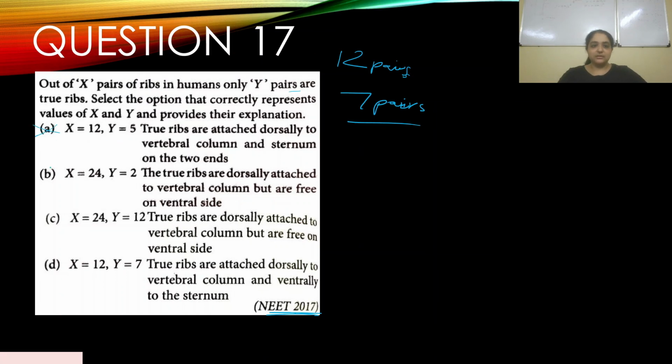If you look at option A, X is equal to 12, Y is equal to 5, clearly incorrect. X is equal to 24, no. X is equal to 24, Y is equal to 12, no. D is the right answer. X is equal to 12 and Y is equal to 7. That fits the equation. Let's read the explanation. True ribs are attached dorsally to the vertebral column, correct, and ventrally to the sternum, correct. We've already discussed it. We've seen a diagram also of the rib cage. This answers the question.